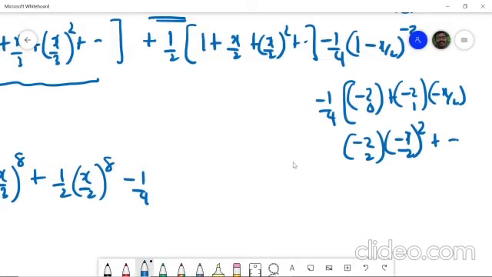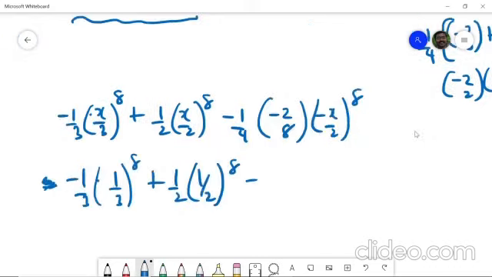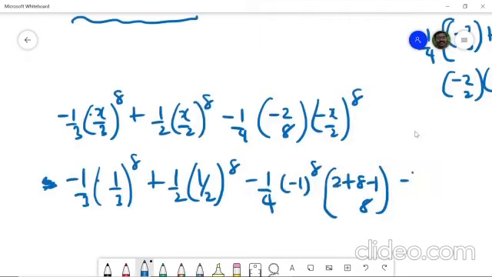Now we simplify this, and we will get the answer. This is nothing but minus 1 by 3 into 1 by 3 raised to 8, then plus 1 by 2 into 1 by 2 raised to 8, and the last one is minus 1 by 4 into minus 2 c8, which is minus 1 raised to 8 times 2 plus 8 minus 1 c8 by definition, and it is minus 1 by 2 raised to 8. I hope you understand these values. Just substitute the values and simplify; that will be the coefficient of x raised to 8. You can find the answer using the calculator.